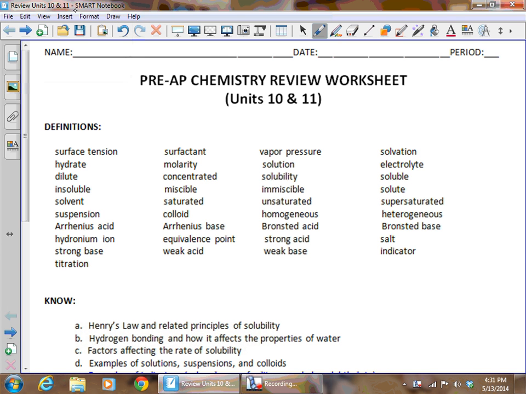Today we want to review for the test over Units 10 and 11. If you'll notice, there are quite a few definitions. Not only do you not want to forget to do those definitions, they are due on the day of the test, but I just want to emphasize that there are quite a few of these definitions on the test. This is a very definition-heavy, concept-heavy test. So make sure that you not only do these definitions, but that you study them.